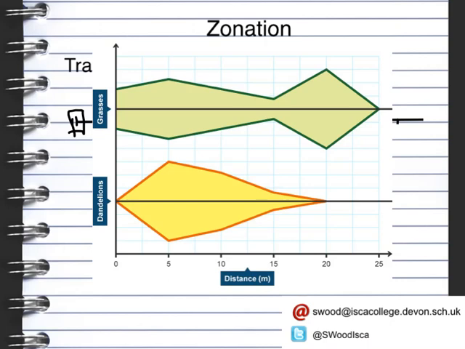Now at the second transect at 5 meters you had this many dandelions and this much grass. And then as you go across the distance, you keep counting the number of the different organisms, and you can then plot what looks like a kite, hence the name kite diagram, to show the different number of organisms that you have.